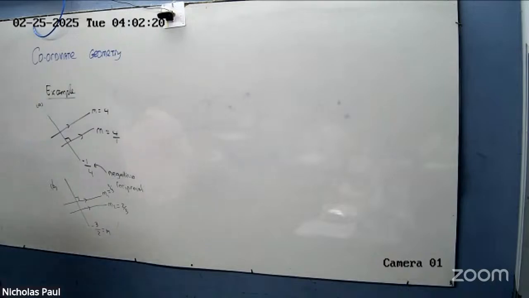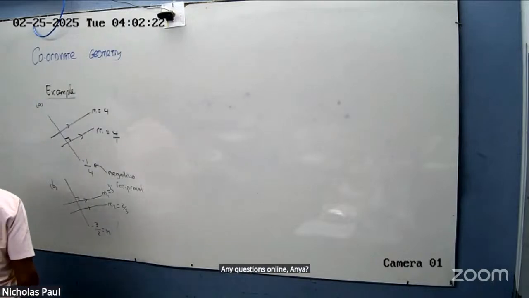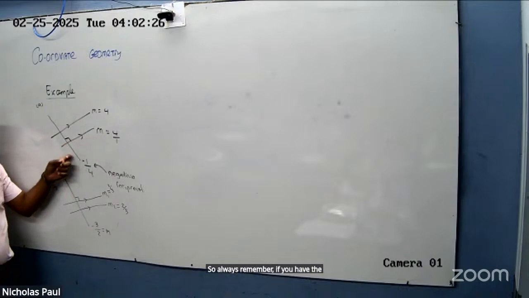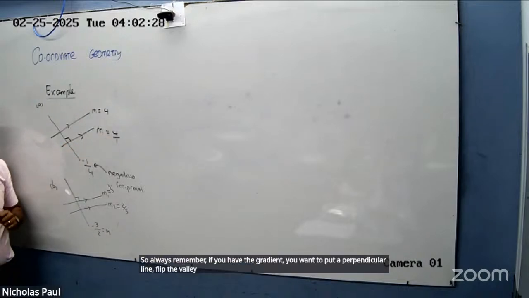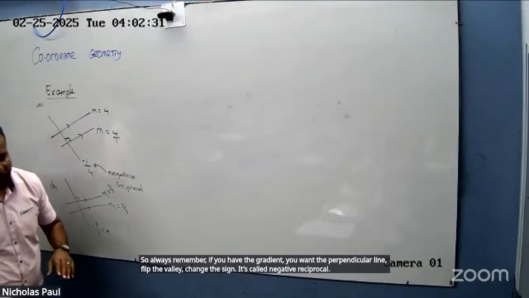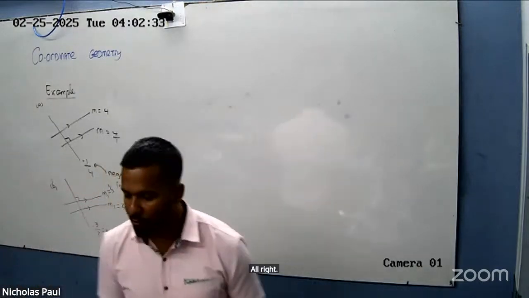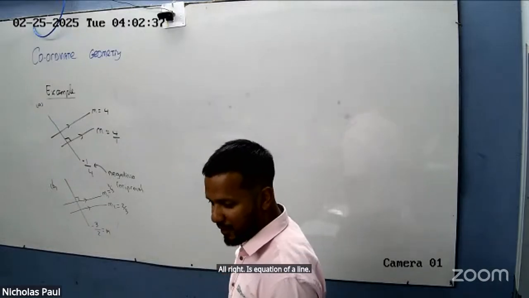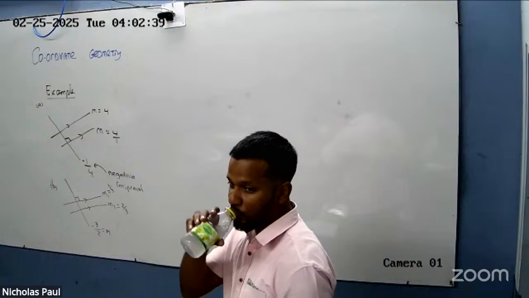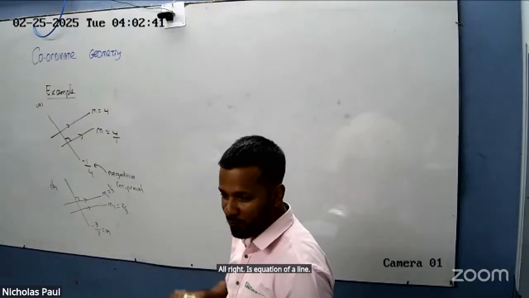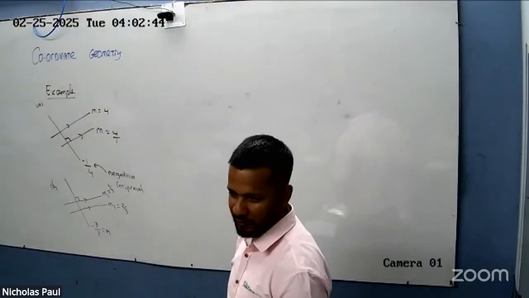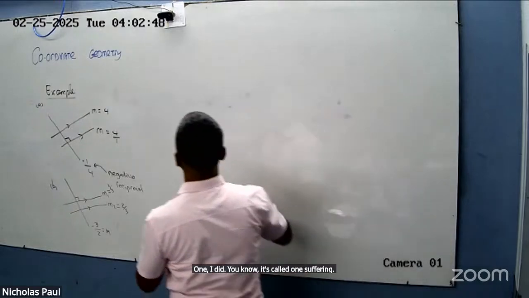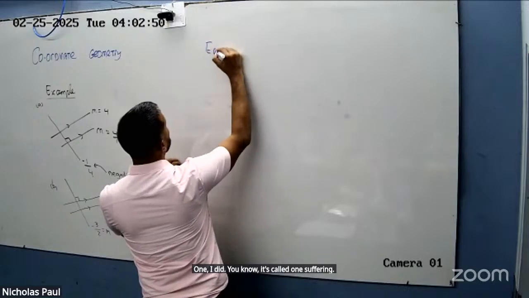Any questions online, Anya? Serena, you're okay with this? So always remember, if you have the gradient, you want the perpendicular line, flip the value, change the sign. It's called negative reciprocal. Really easy. All right. Next thing you have to remember from Form 1 is equation of a line. That's Form 1 stuff. Next one, equation of a line.